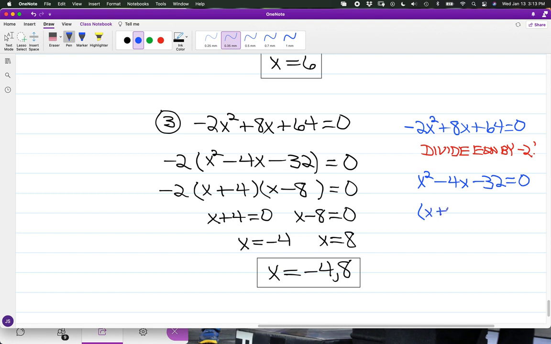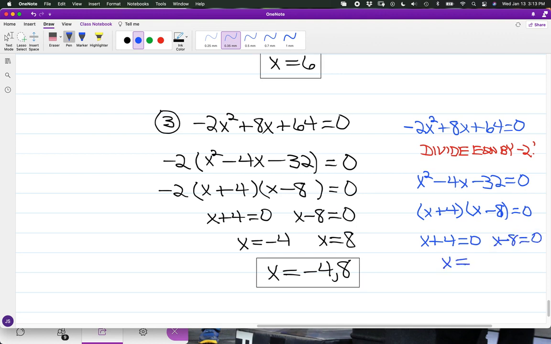And you'll still have the same binomial factors. And once again, just setting each of these equal to 0, you still have x at negative 4 and also x at positive 8. And both approaches are viable. And you still get the same result.